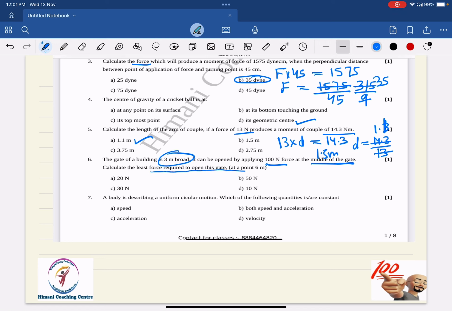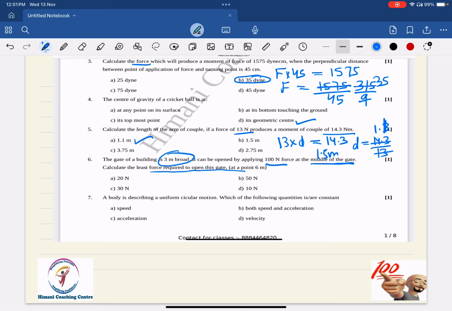Calculate the least force required to open the gate. Now understand in this chapter, when do we apply the least force? When the length from the point of application of force is the maximum. So if the gate is 6 meter long, where will we apply the force here? The force would be applied at a point of 6 meter only.